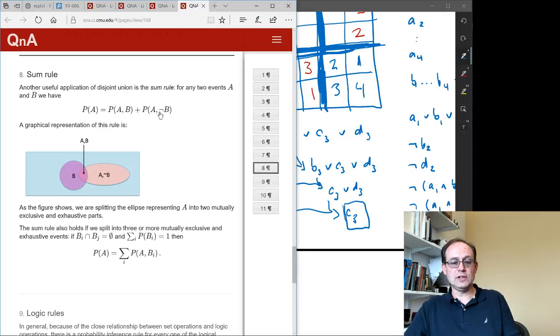And it's quite useful, particularly in its version where we split into several mutually exclusive and exhaustive parts, right? So if we have that B1, B2, B3 are mutually exclusive, meaning that their pairwise intersections are all 0, and if they cover B, right, B is the union of B1 through B3, let's say, then the probability of A is the sum over all of these possible sub-events, Bi, of the probability of A and Bi. Right? So that's the sum rule.